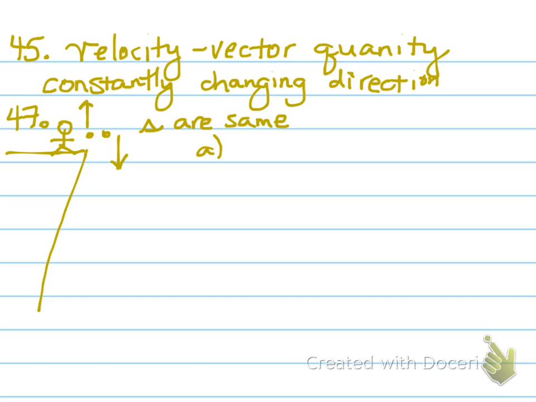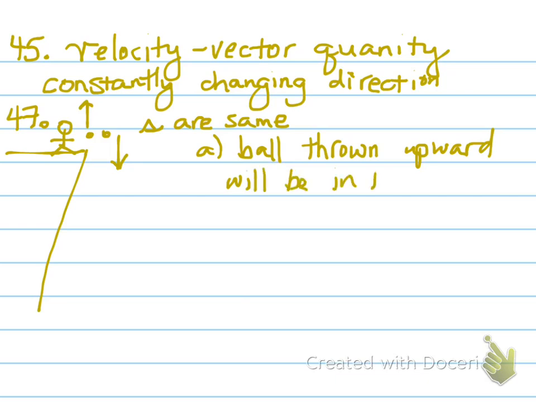Well, obviously, the ball that we would throw up in the air is going to be in the air longer than a ball we throw straight down. So for 47, the ball thrown upward will be in the air for a longer period of time.